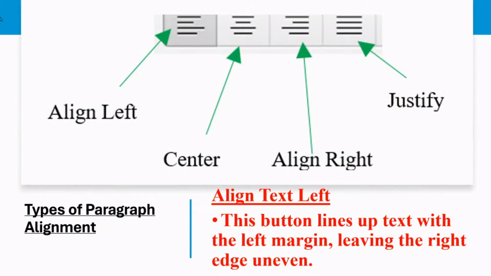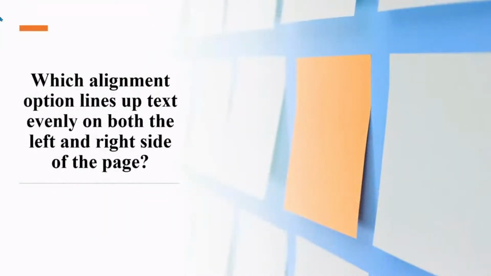All right, moving right along. Which alignment option lines up text evenly on both the left and right side? So both sides are even now. What's the name of this alignment option?